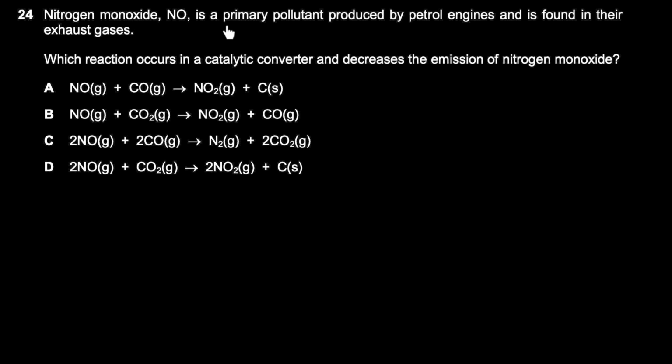Nitrogen monoxide is a primary pollutant produced by petrol engines and is found in their exhaust gases. Which reaction occurs in a catalytic converter and decreases the emission of nitrogen monoxide? Nitrogen monoxide reacts with carbon monoxide to give you nitrogen and carbon dioxide. So the answer is just C. This is an equation that you guys should remember.